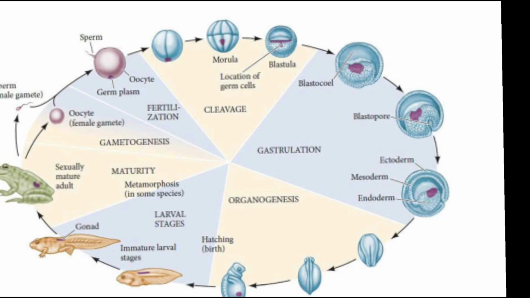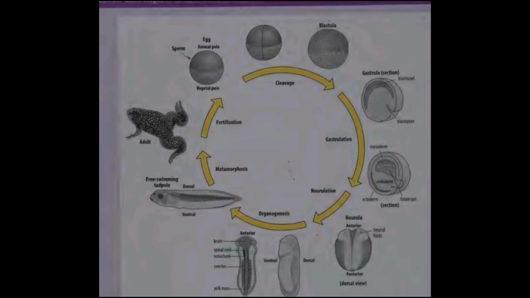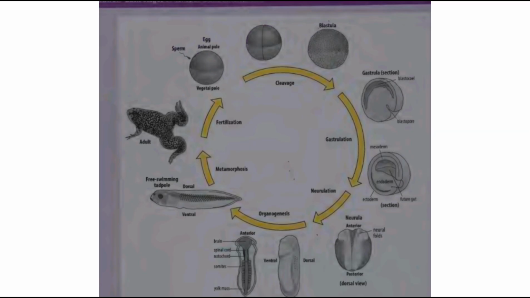Then there is the neural stage, which shows the brain and spinal cord formation, and it is the stage where organogenesis begins. It is a major step where the neural plate forms from the dorsal ectoderm. The neural plate folds to form the neural tube, which further gives rise to the brain and spinal cord. Then the mesoderm differentiates into the notochord and somites, which further form the muscle and vertebrae. And the endoderm becomes the gut tube.